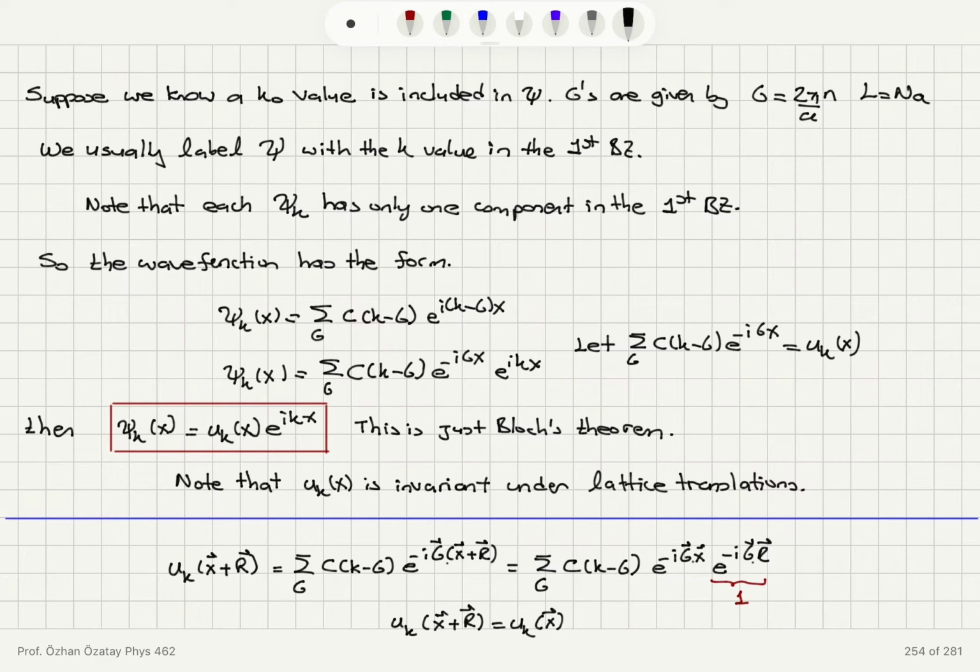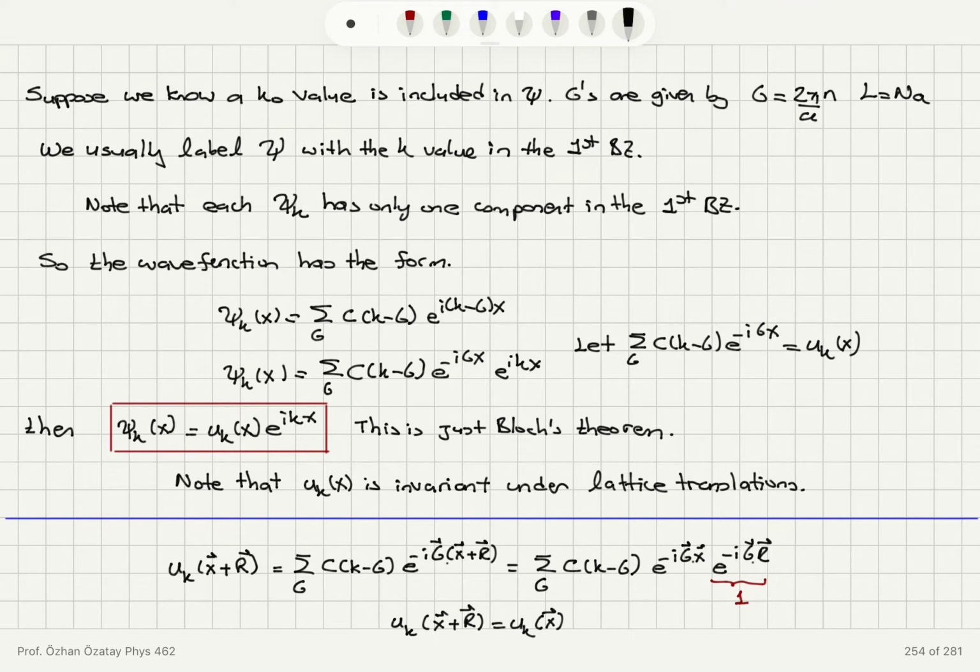Okay, so in one dimension we have g equal to 2 pi n over a, where L is equal to capital N times a is our length, so it's capital N times the lattice constant, and we usually label psi with the k value in the first Brillouin zone. You can see that when I pick a k value, I have to add to it or subtract from it a reciprocal lattice vector. Psi k will have only one component in the first Brillouin zone. The next component will be outside the Brillouin zone.